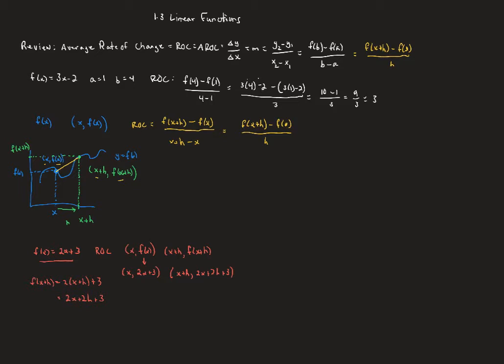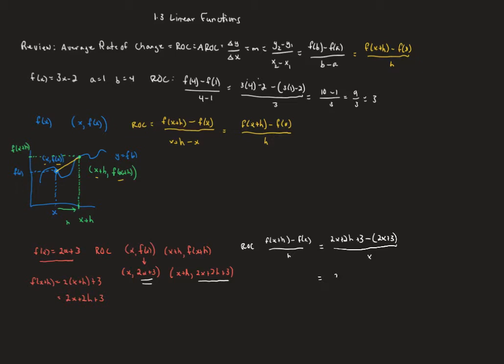Crazy. Now I'm going to take that and I'm going to do what we said for the average rate of change. We are going to take f of x plus h minus f of x all over h. So here's the f of x plus h, 2x plus 2h plus 3 minus, here's the f of x, 2x plus 3 all over h. Hope you're still hanging in there.